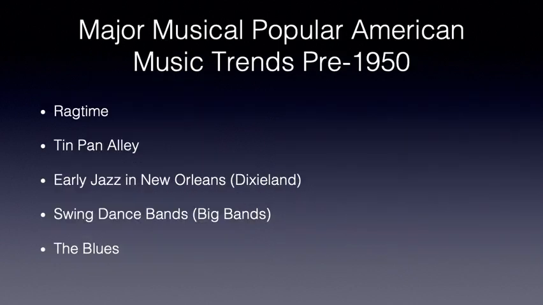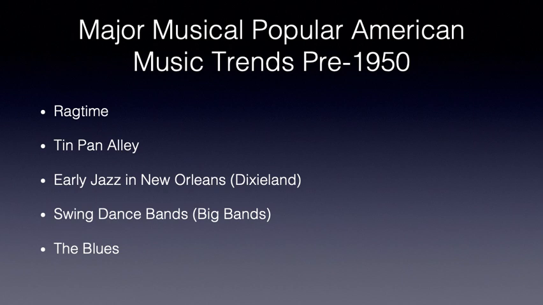So here are a couple pop, pre-rock, pre-1950 trends in America. These are more of the turn of the 20th century. Of course, before then you have like the British drinking songs, tavern tunes. Our national anthem in the United States was based off of one of these tunes.